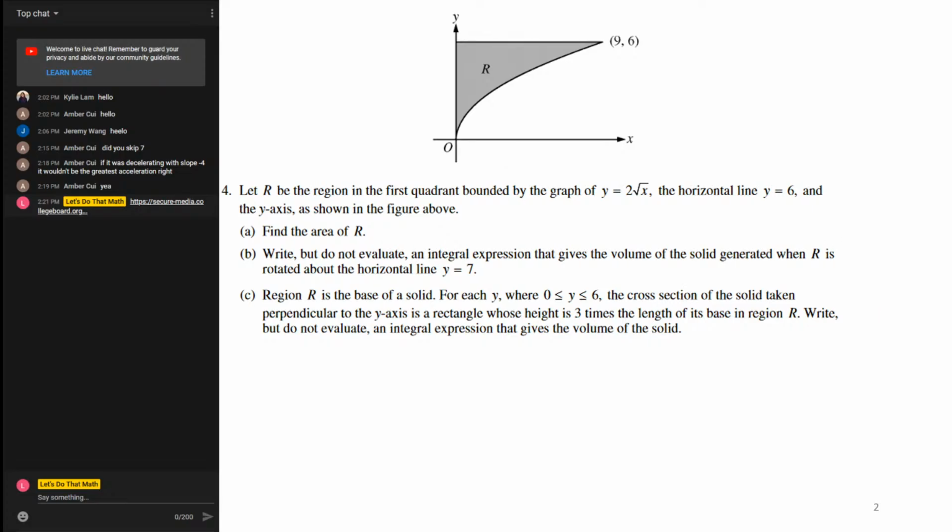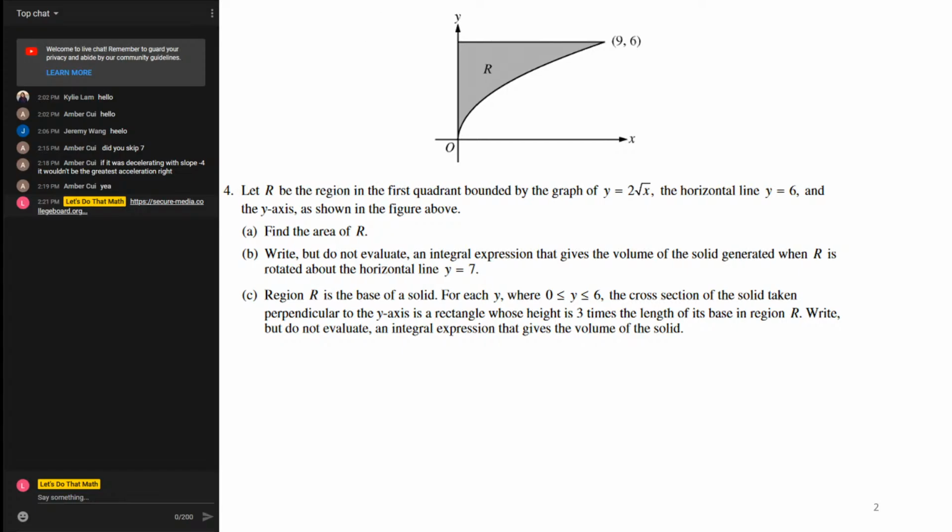All right. So it says let R be the region in the first quadrant bounded by the graph of y equals 2 square root of x, the horizontal line y equals 6, and the y-axis as shown in the figure above. Then they want us to find the area of R. So how can we do that?